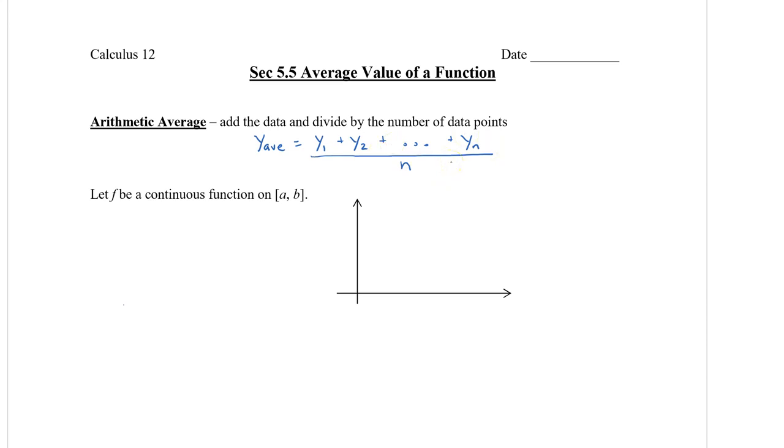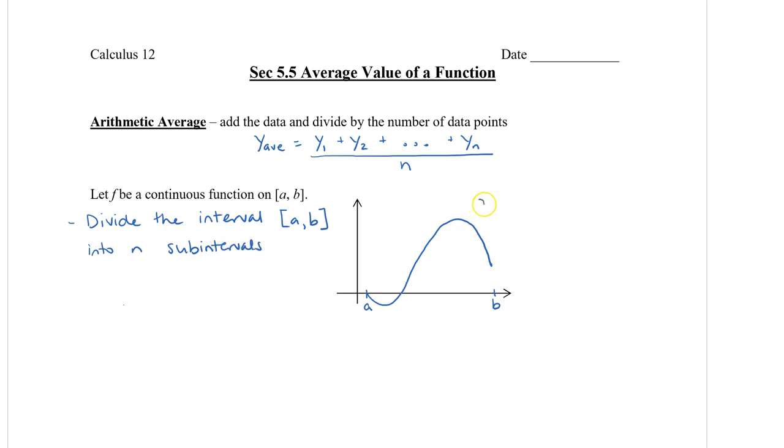Now, what happens when we have a function which is continuous and we want to divide it up into an infinite number of subintervals? Well, let's say that we have this function, and let me draw something that looks like this. And this is A, and this is B. So first, what we're going to do is divide the interval A to B into n subintervals. Okay, so this is our function, and we're going to divide it up into lots and lots of little pieces from A to B.